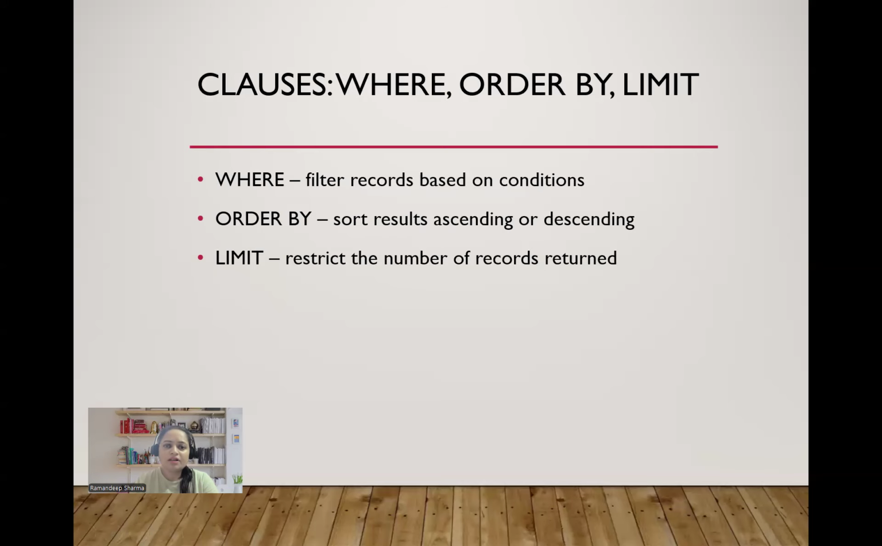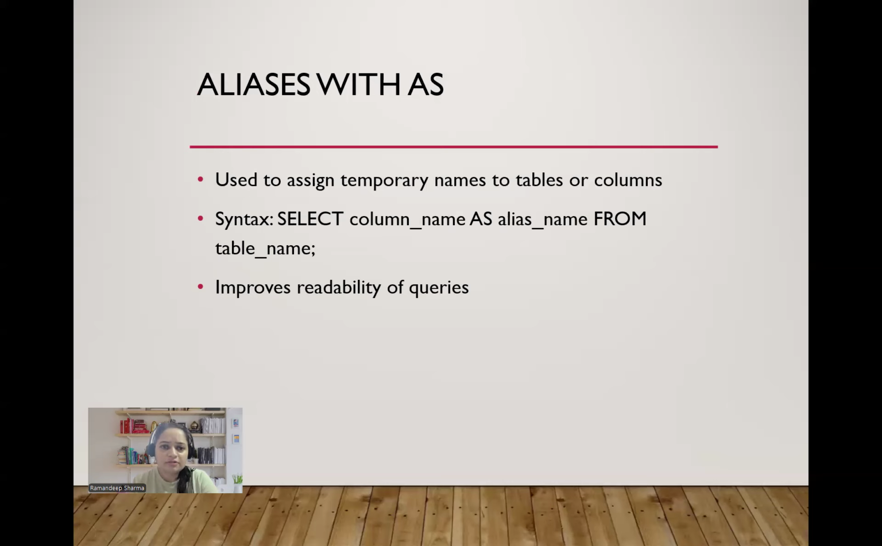Last but not the least is alias with AS. Why do we use alias? Alias is basically a name. Whatever column you select from a table, we create an alias for that. Why do we use that? First, so that the column name is not visible to the users. Second thing is for compactness. The query should be compact.